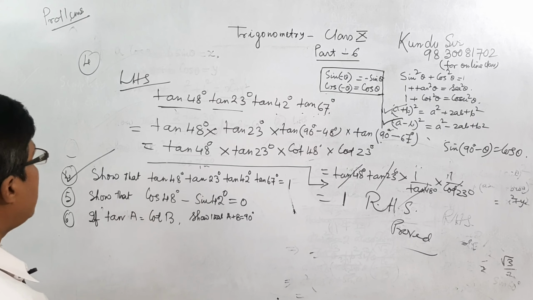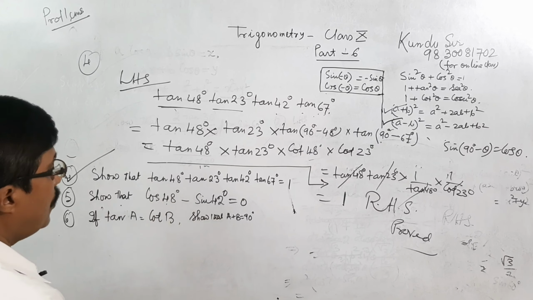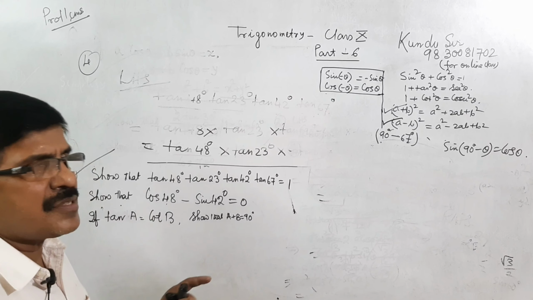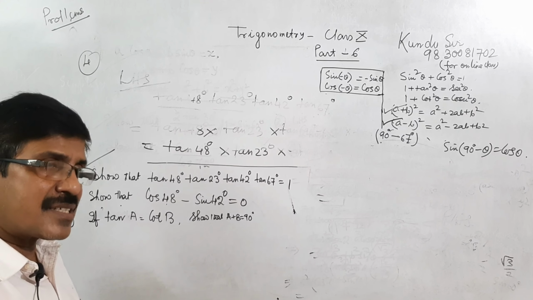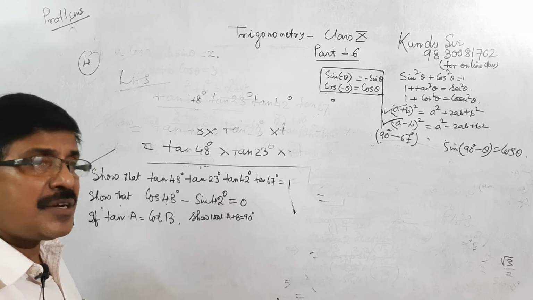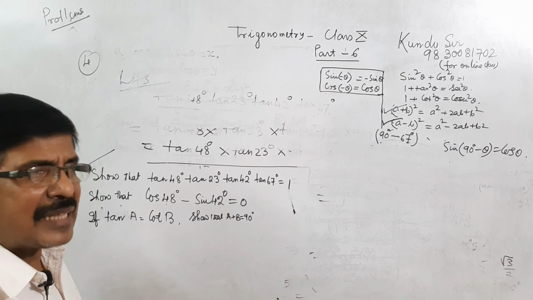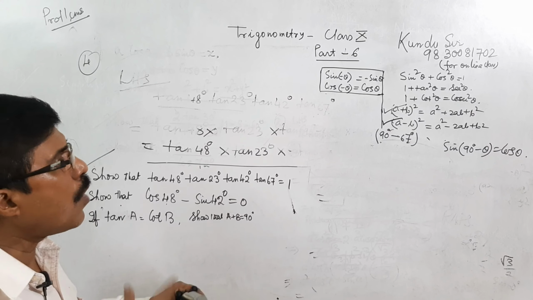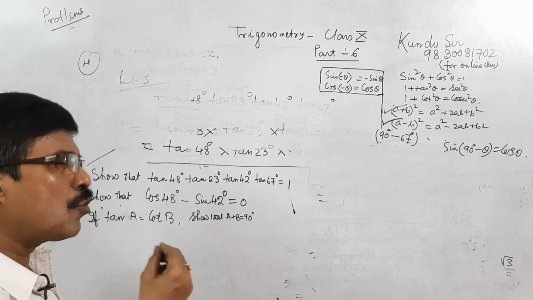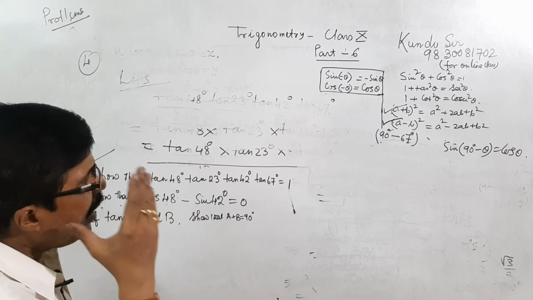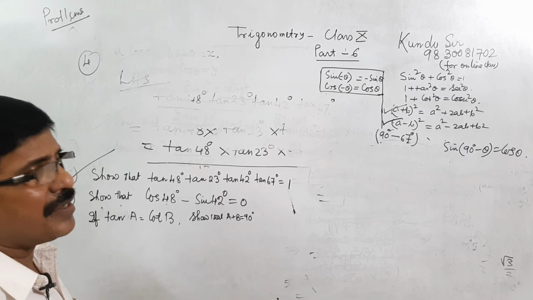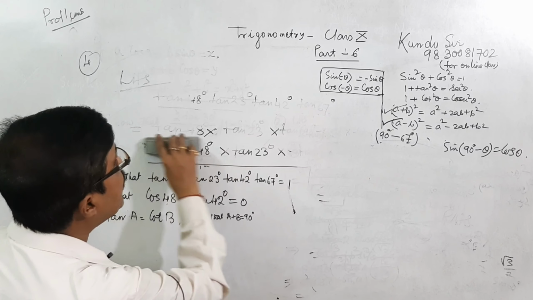Now problem 5, show that this is equal to 0. I am always requesting or advising all of you, always memorize the formula if possible with understanding. First of all, try to memorize this. Thereafter, understanding why it is written, we can prove all the formulas, all the identities. Those I am mentioning at the time of doing trigonometry.